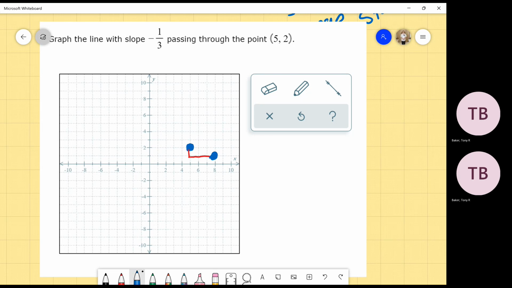Yep. What do you mean? To the right, correct.